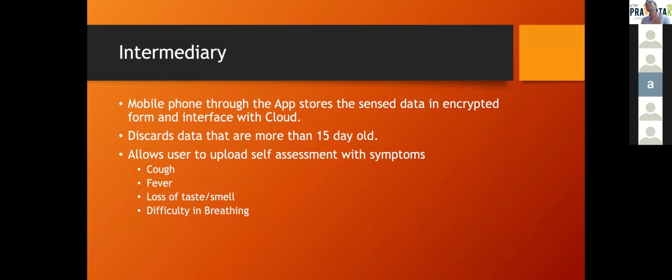The mobile phone stores the data that is sensed through Bluetooth in an encrypted form. And what is the role of an intermediary here? Sense the data and store it in an encrypted form. So the encryption actually forms a very important point of your intermediary level in this case, right? And the other point is it interfaces with the cloud, essentially. So that's the first part.